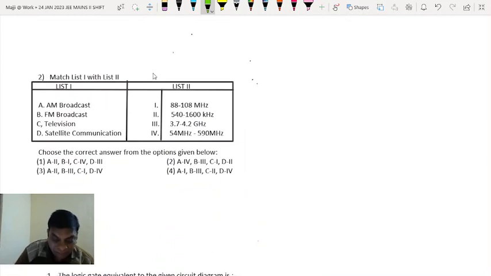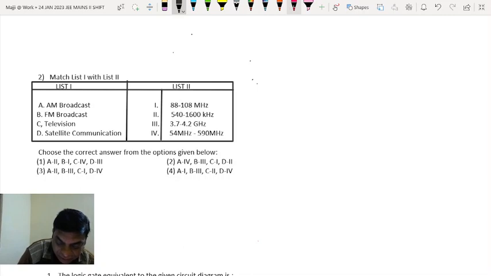This is a matching type question. Match list 1 with list 2. As you can see, in list 1 there are 4 different kinds of waves. These are all electromagnetic waves which are principally employed for communication purpose, and list 2 provides the range of frequency. So we have to match them.